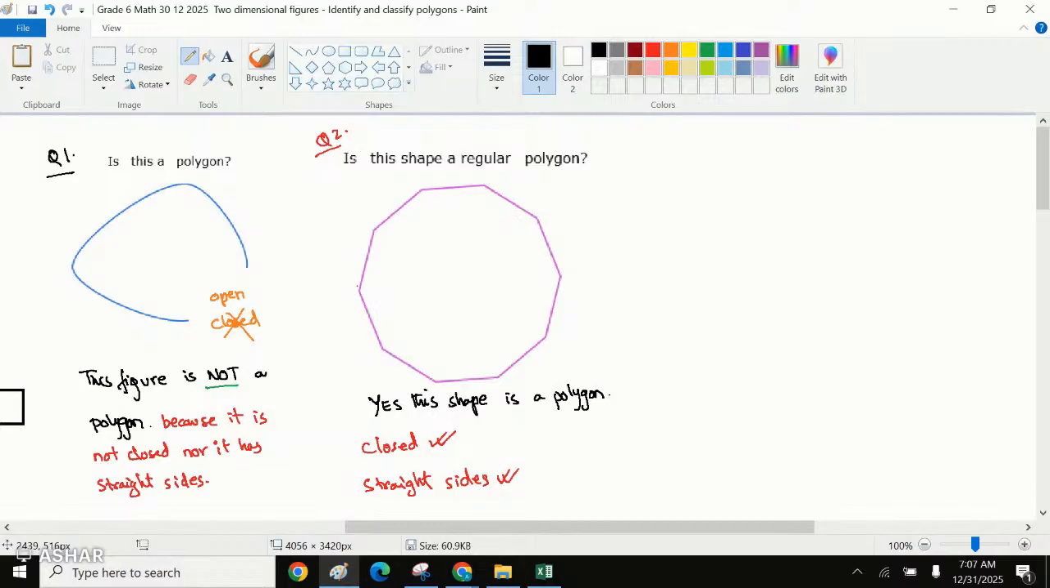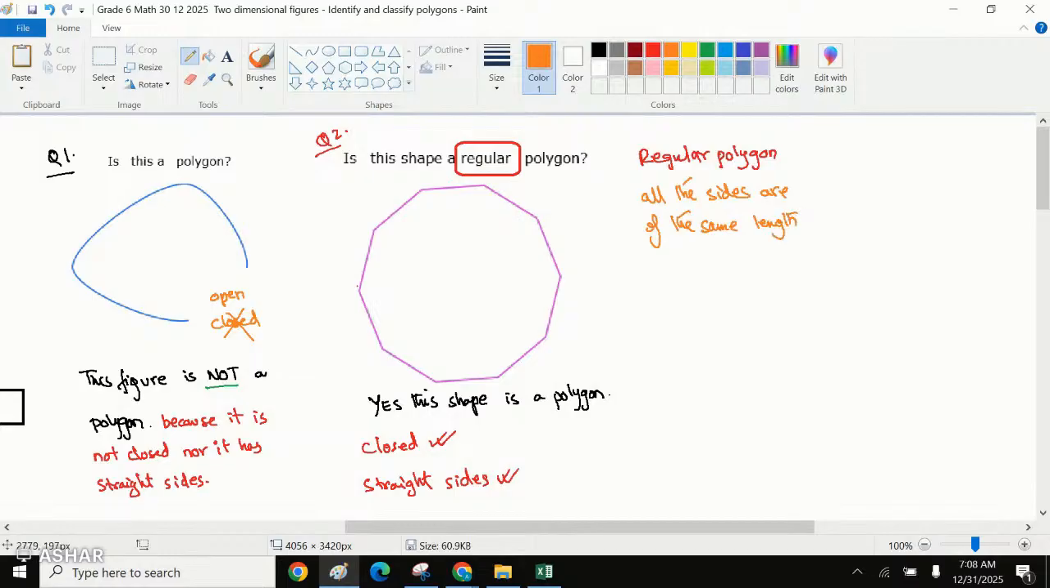We are using a term that says regular. Let's look at the definition of regular. The word regular: a regular polygon means all the sides are of the same length.